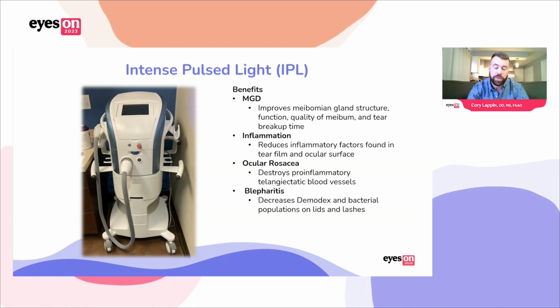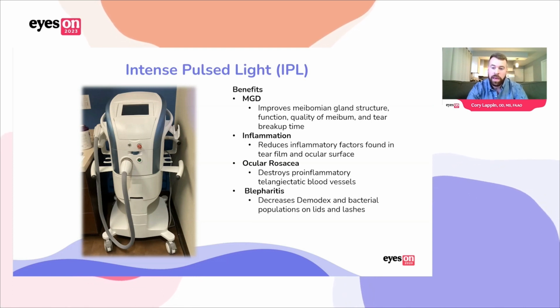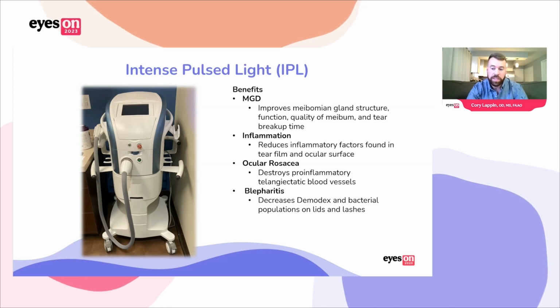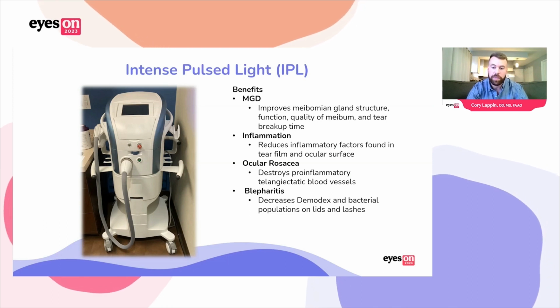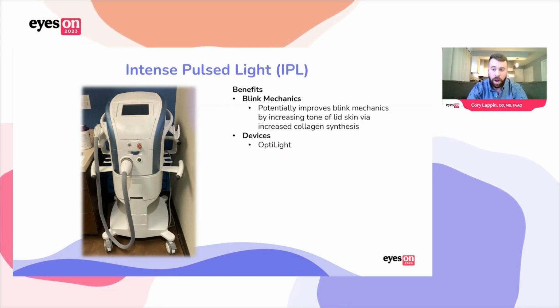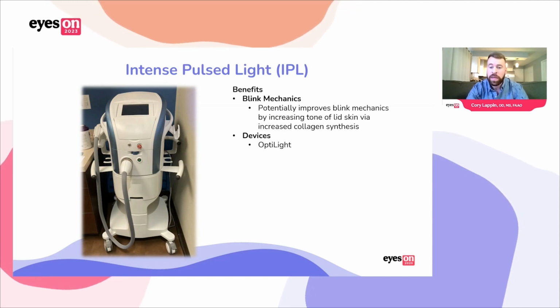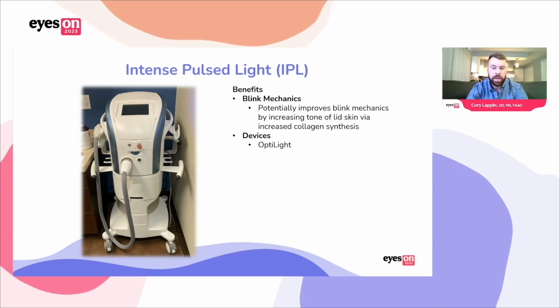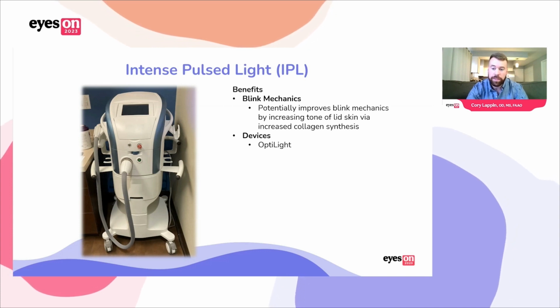For instance, it treats MGD by improving meibomian gland structure and function and improves meibum quality. It has also been shown to decrease the levels of ocular surface inflammation and inflammatory factors found in the tear film. And it destroys the pro-inflammatory telangiectatic blood vessels associated with ocular rosacea. And it can also reduce the number of bacteria and Demodex mites present. Also, it may help improve blinking mechanics by increasing lid skin tone due to an increase in collagen synthesis. So all these benefits make IPL an excellent homeostatic treatment choice, as it essentially tunes up several components of the ocular surface at once.